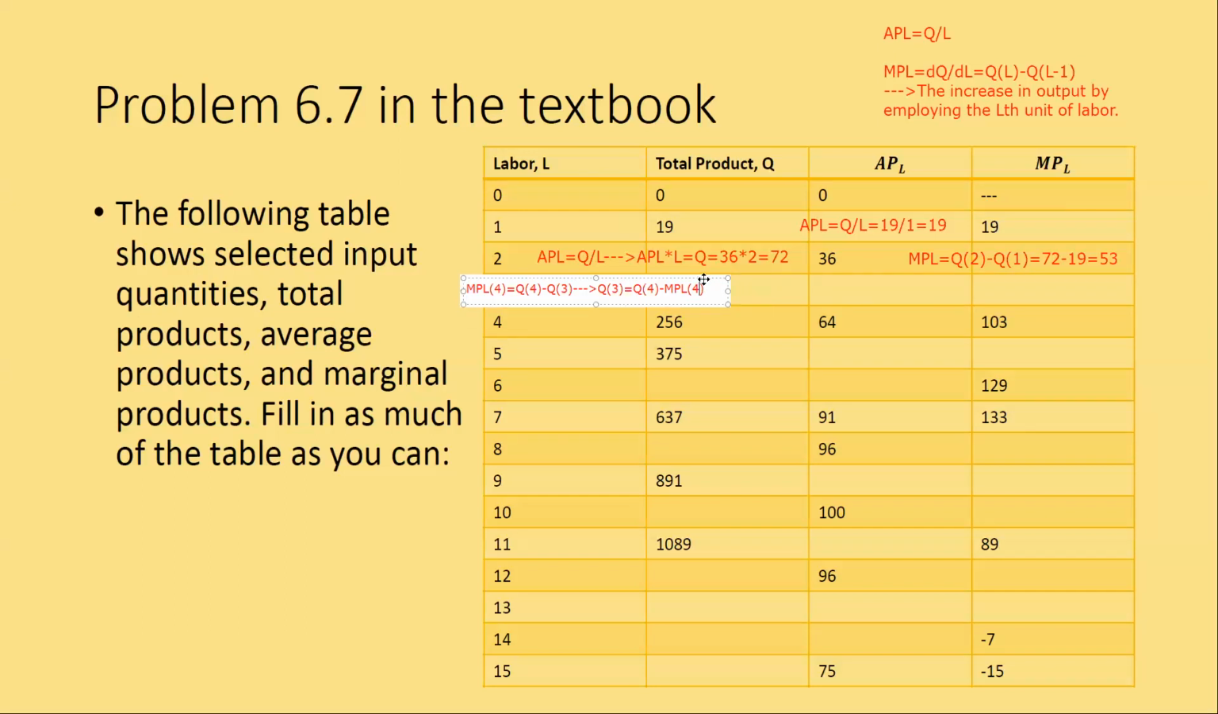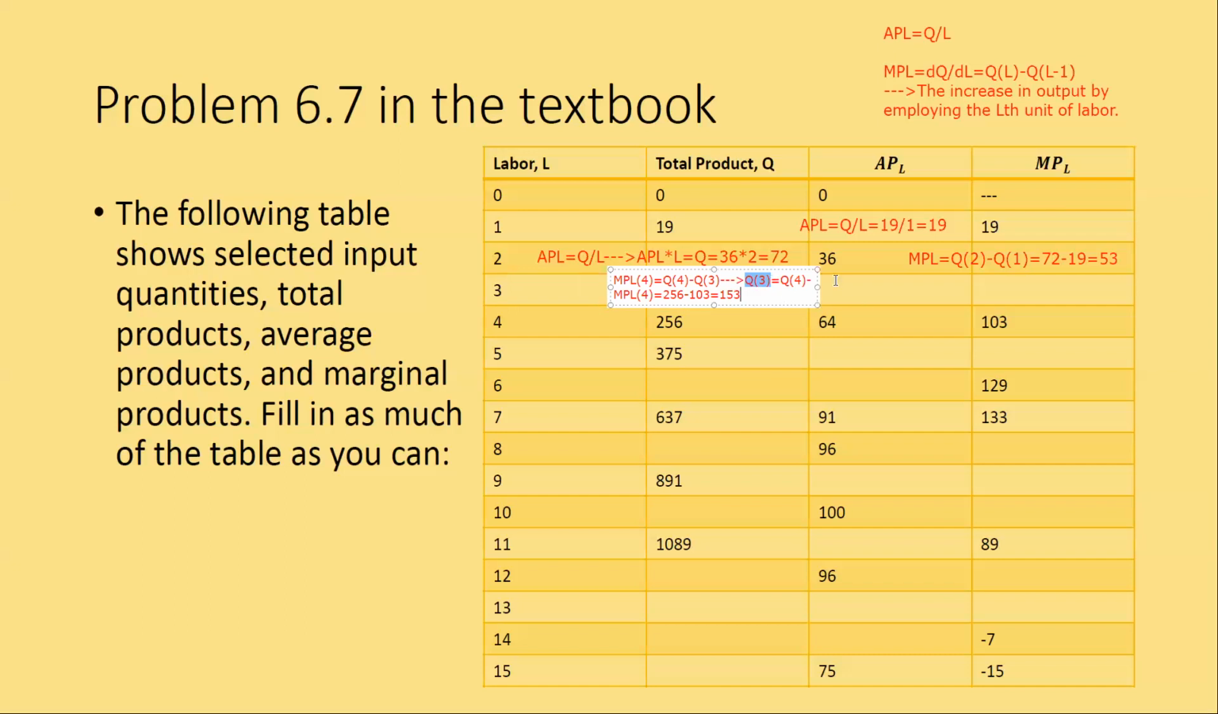Okay, we can find both of them in the following row. So we can calculate Q3 by subtracting MPL4 from Q4, which is subtracting 103 from 256. This is equal to 153. So our Q3 equals 153.